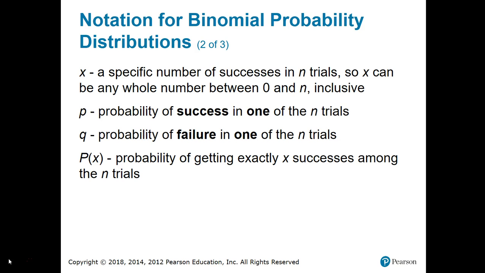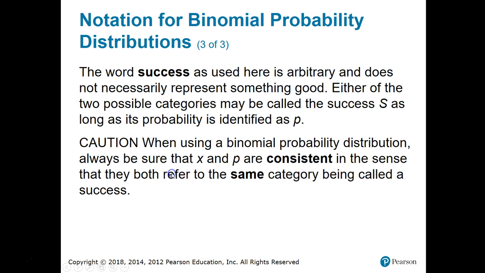I've already told you about P, Q, and N. P, probability of success. Q, probability of failure. N, the number of trials. Now we're going to be introduced to X. X is a specific number of successes in the n trials. P of X is the probability of getting exactly X successes among the n trials. You never succeed, you always succeed, you succeed 4 out of 17 times. Take a look. The word success is used arbitrarily, not necessarily good or bad.